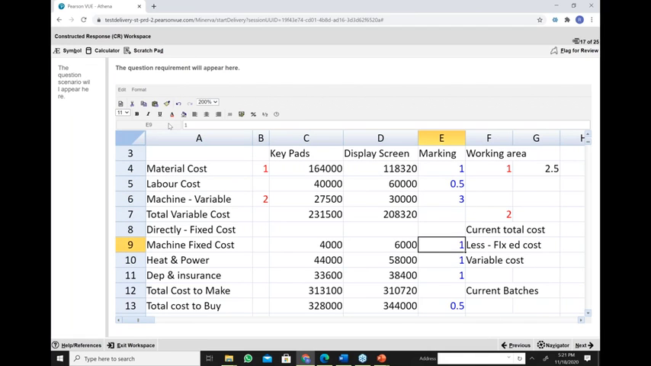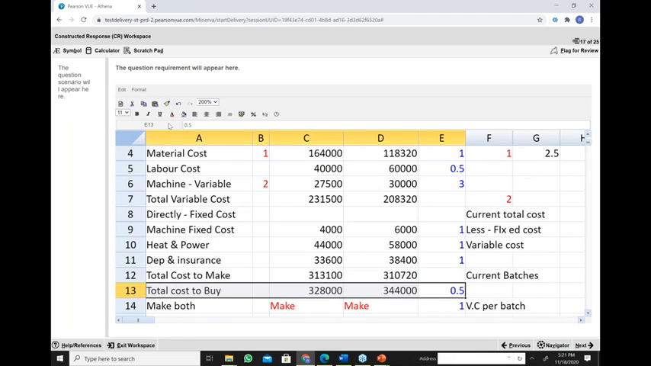Heat and power was easy. Depreciation and insurance was easy. Cost to buy was easy. So at least you can get these marks. If you're not solving the complete question, still you can get 4 marks to pass. Are you getting the point? And this is very much possible in the paper, that you can get easy marks in the exam. Even if you don't solve it completely, you are getting marks for different points. So yeah, this is how you can get 4 easy marks.